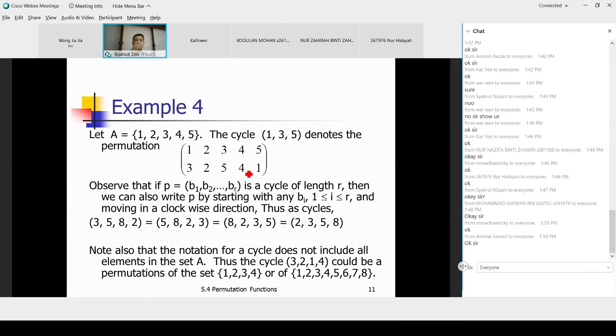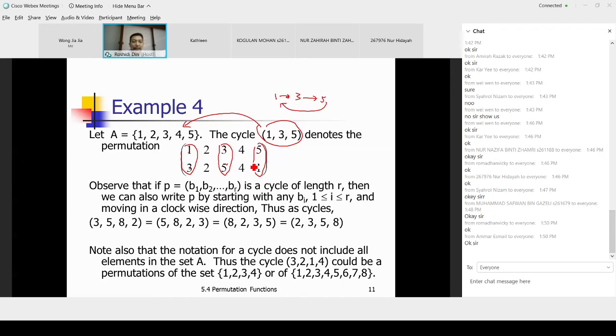Now based on that idea, given example 4, we have 1, 2, 3, 4, 5, and the cycle 1, 3, 5. How do we represent 1, 3, 5 in this relation? We look at what the cycle 1, 3, 5 means: 1 maps to 3, 3 maps to 5, 5 maps to 1. Based on this representation, we represent it in a matrix like this. 1, 3, 5 have a cycle. The others stay the same: 2 maps to 2, 4 maps to 4.